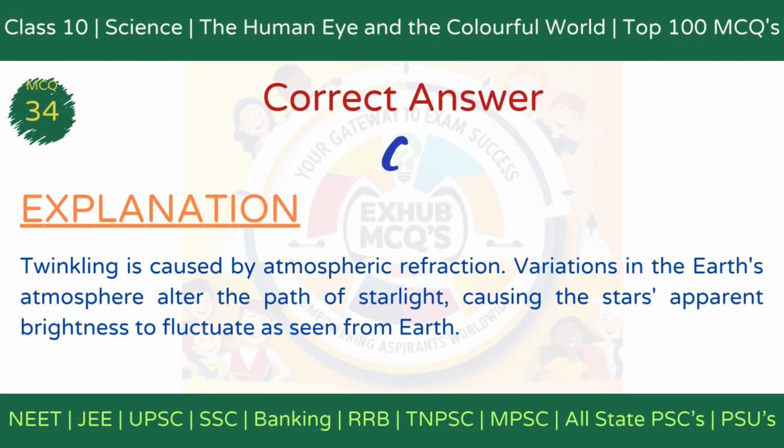The correct answer is option C, twinkling. Explanation: twinkling is caused by atmospheric refraction. Variations in the Earth's atmosphere cause the light path to fluctuate, leading to changes in the apparent brightness of stars.